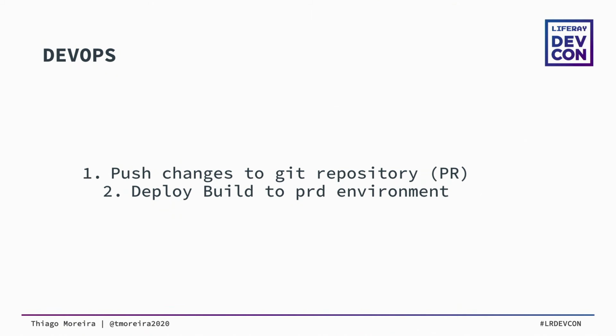Then we're going to start the DevOps part that we already started. We push out the changes to our Git repository, we create a pull request, a PR, and then we deploy the build that was created based on this PR on the production environment. Okay.